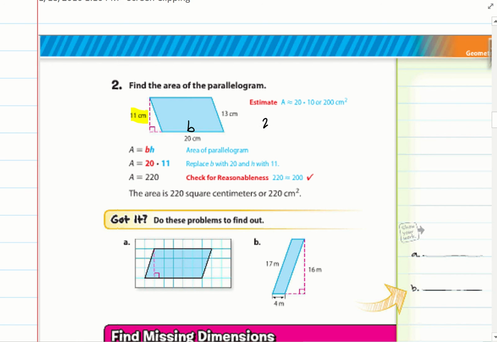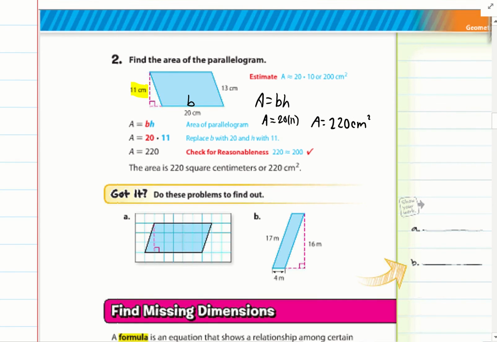So we have area equals base times height. So area is going to equal 20 times 11. So area is going to be 220, and our unit this time is centimeters. So it's going to be centimeters squared.